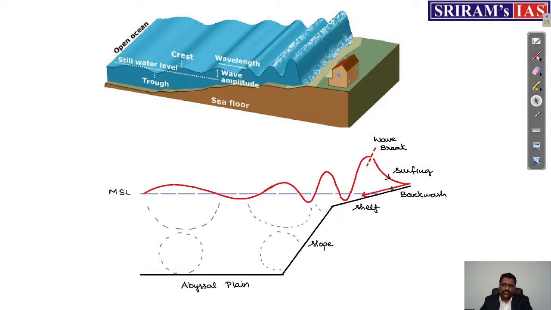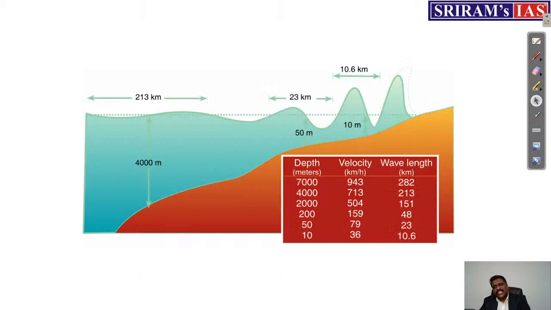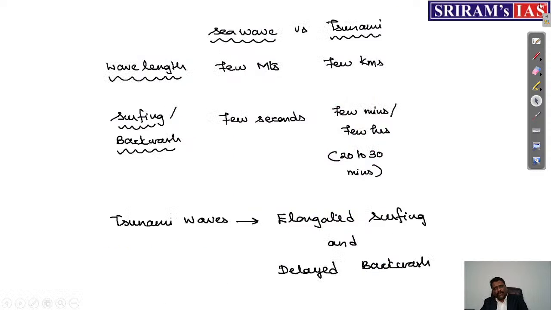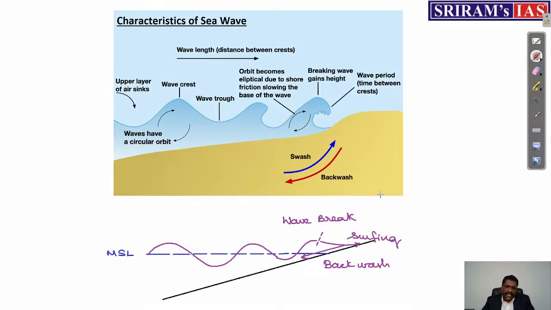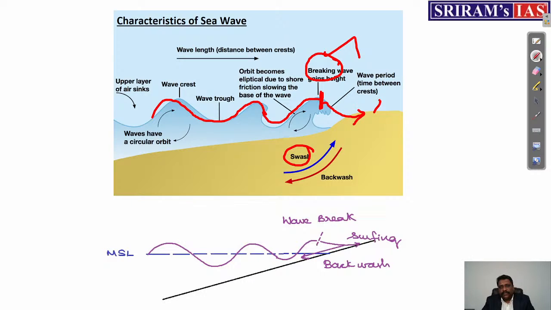Now comes the question, why exactly are tsunami waves destructive in nature? See, in a normal sea wave, I will be having a continuous movement of water. At one point of time, the continuity of this water will break. That is what we call wave break. After the wave break, water will be splashing into the land. And the splash of this water is what we call swash or surfing. And all this surfed water will once again go back to the ocean.